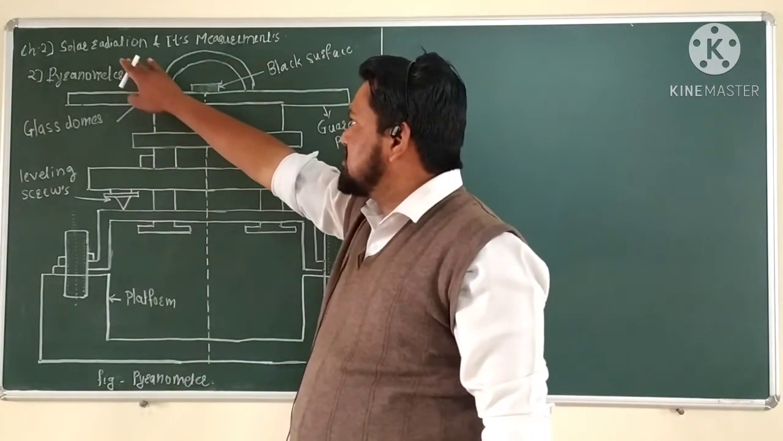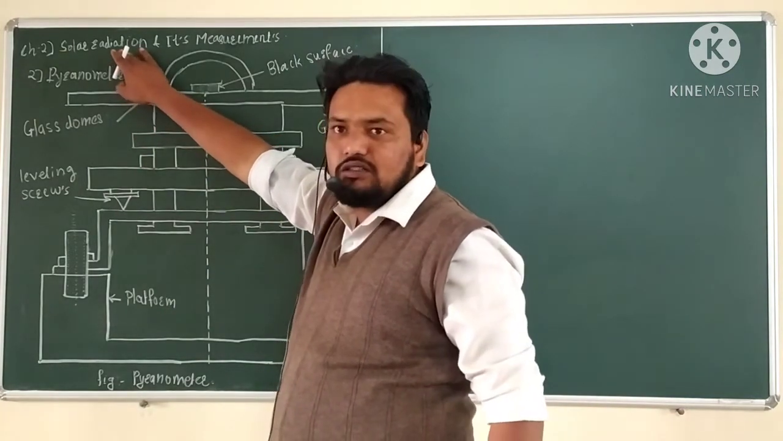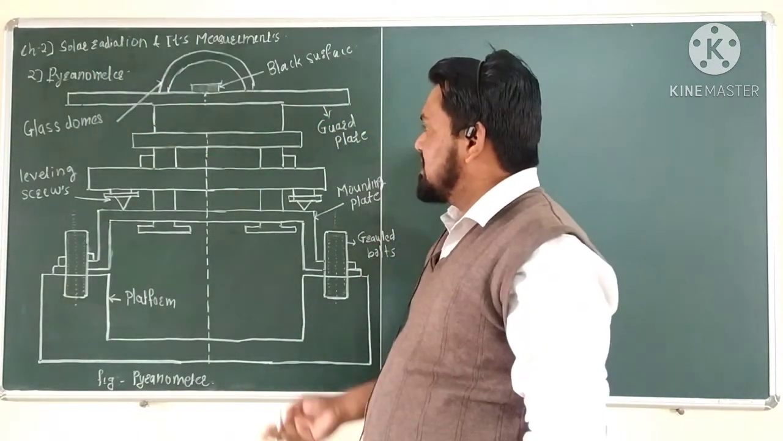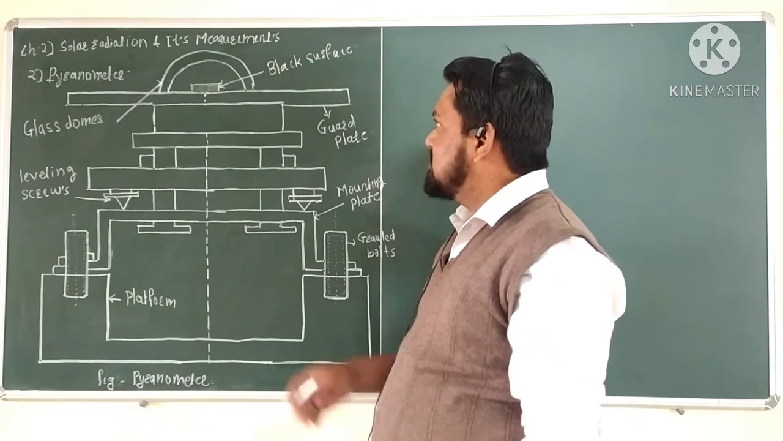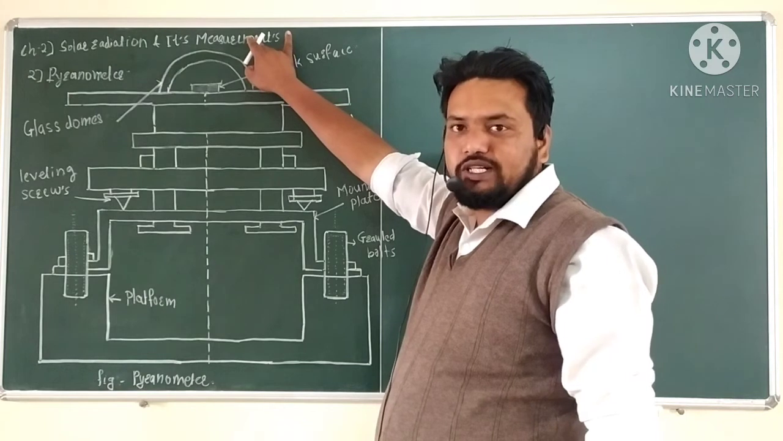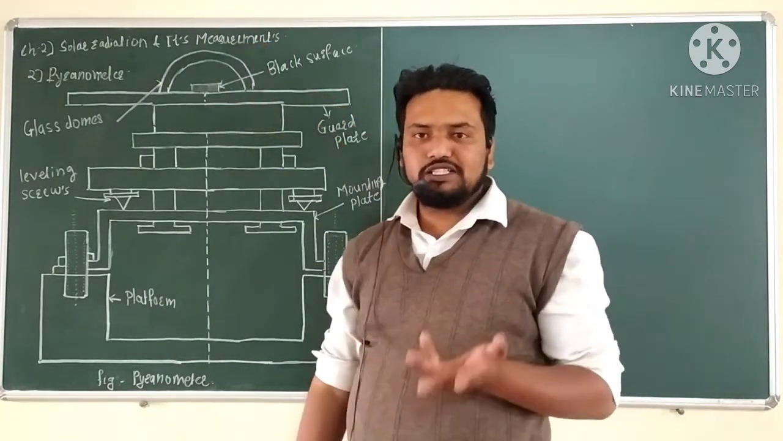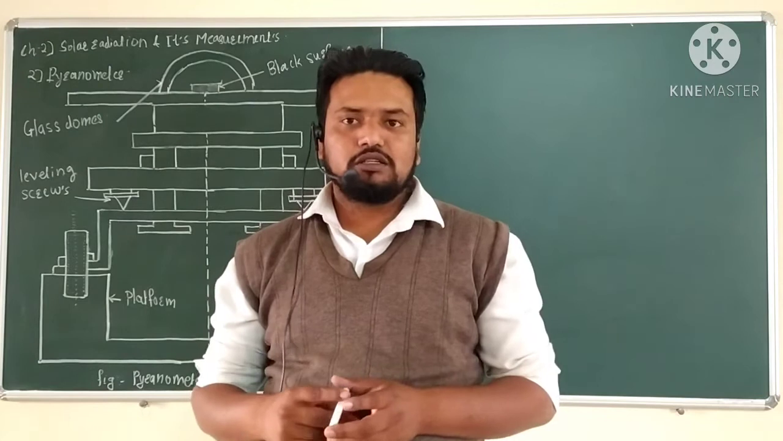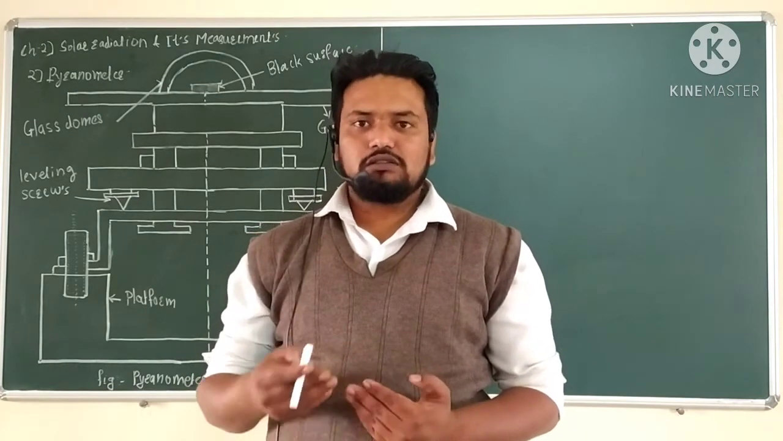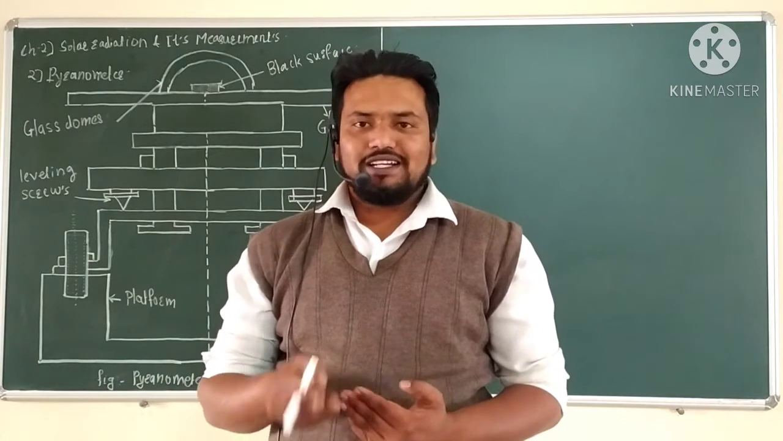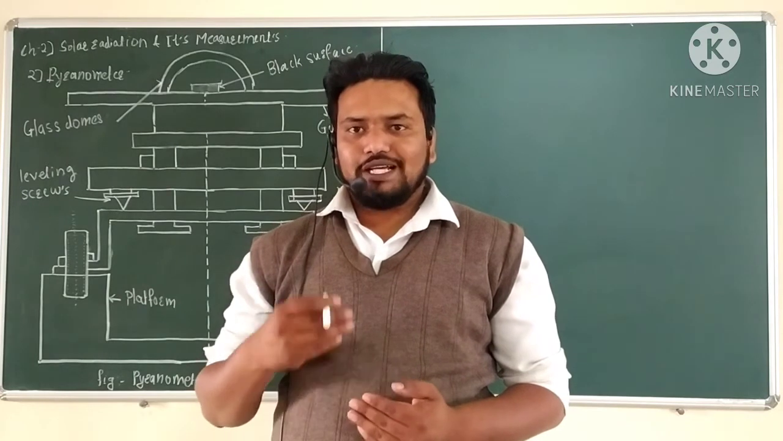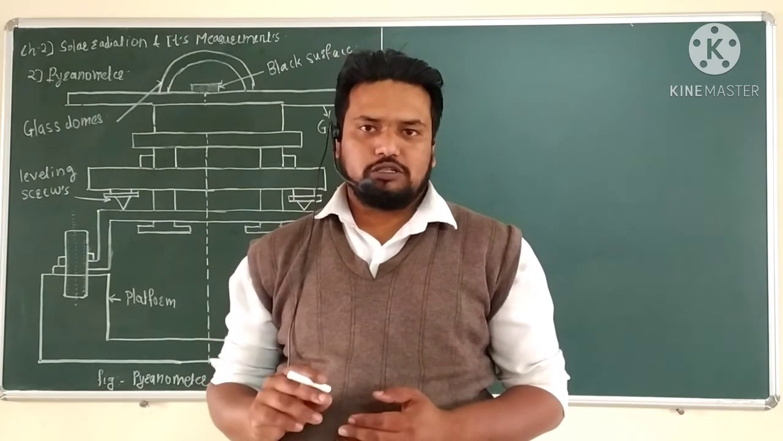In the last few lectures we completed the first part of this chapter, which is solar radiation, and in the last lecture we started solar radiation measurement. In this measurement there are three main types of instruments: pyroheliometer, pyranometer and sunshine recorder. In the last lecture we already saw the first type, the pyroheliometer.